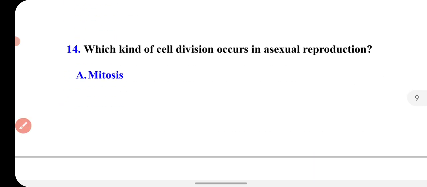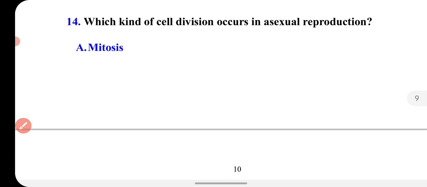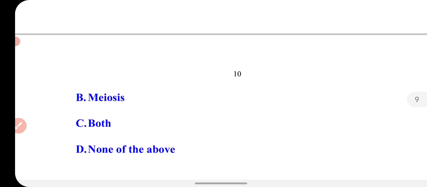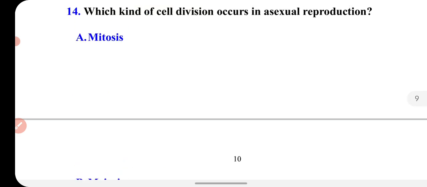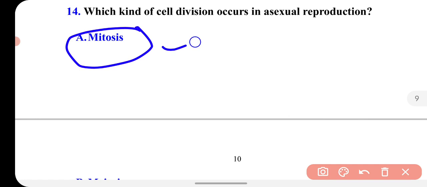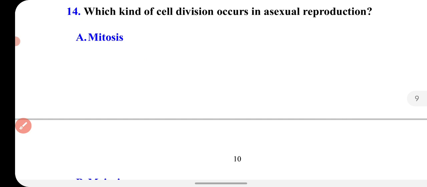Okay. Next question is, which kind of cell division occurs in asexual reproduction? In asexual reproduction, what kind of cell division takes place? Mitosis, meiosis, both, none of the above. So you know that in asexual reproduction, mitosis takes place, in which no reduction occurs in chromosome numbers. The number of chromosomes is similar to the parent cell in the daughter cell. So the correct option is A, mitosis.